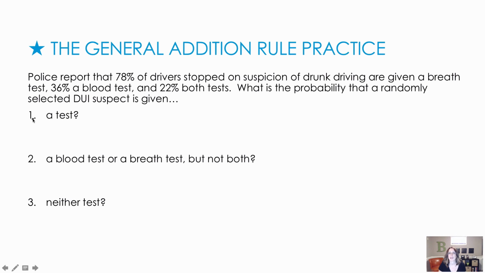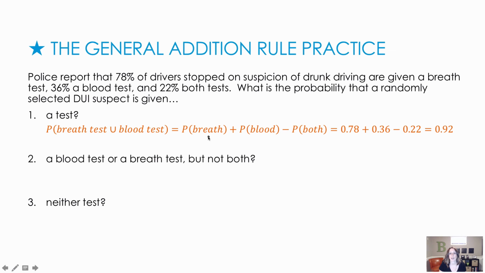First, what's the probability they're given a test? Well, the probability of a test would be the 78% plus the 36%, which of course is more than 100. So this is where we would take breath plus blood and then subtract the probability that they're given both. So the 0.78, 0.36, and then subtract the 0.22 because I added those people twice. And that gives me 0.92.